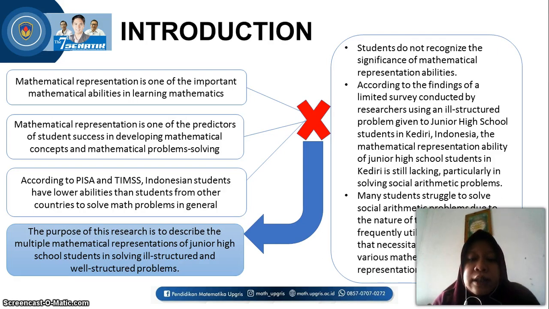Many students struggle to solve social arithmetic problems due to the nature of the questions. Word problems are frequently used and necessitate various mathematical representations. There is a contradiction between the reality and the theory, so we have a problem. The purpose of the research is to describe the multiple mathematical representations of junior high school students in solving ill-structured and well-structured problems.